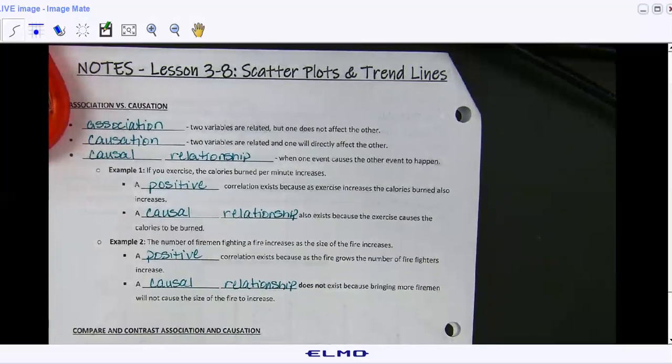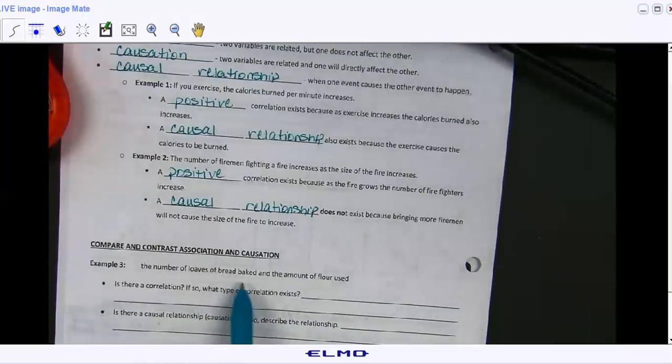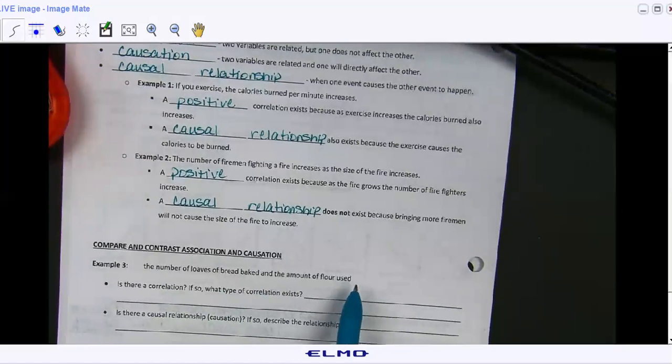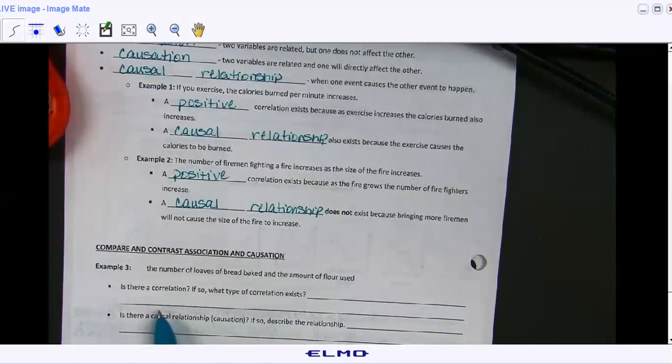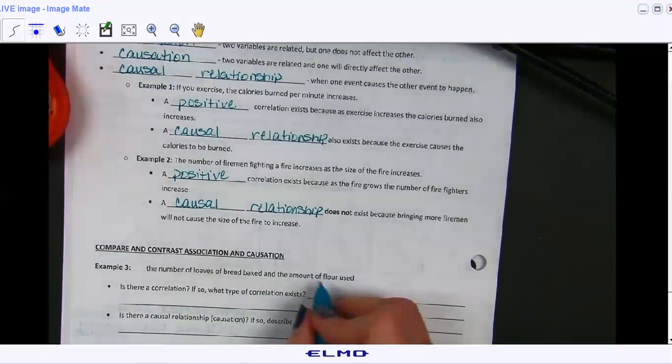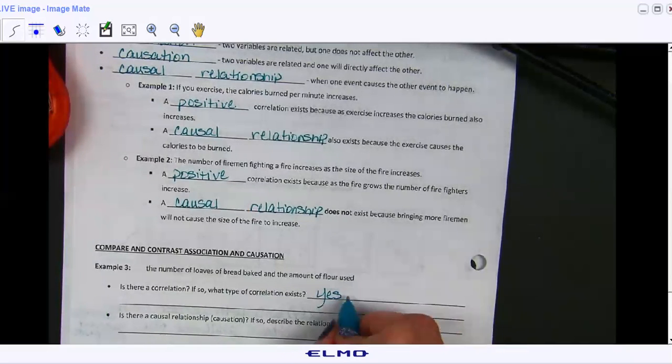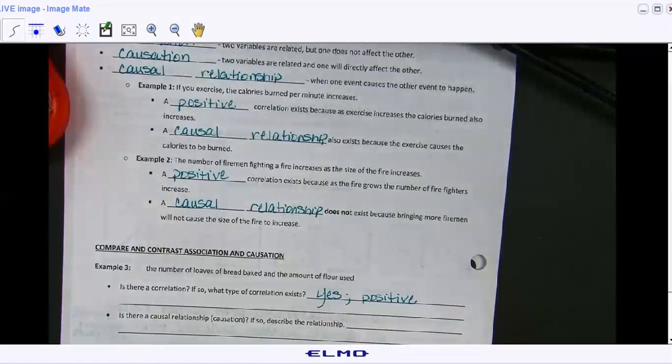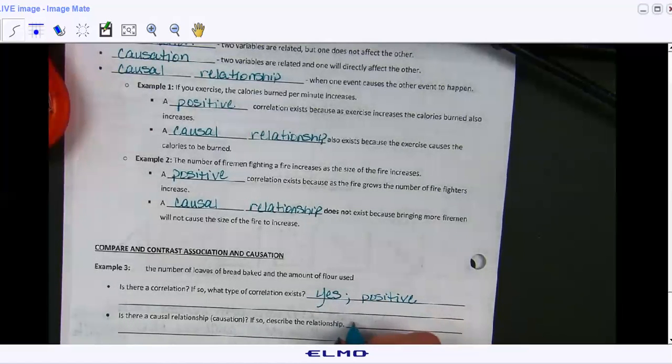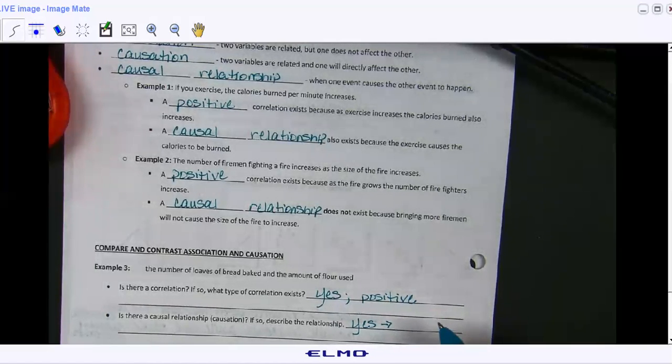So let's look at more examples. The number of loaves of bread baked and the amount of flour used. Is there a correlation? Yes. What type of correlation? Positive. That's all we're going to write on that one. Is there a causal relationship or a causation? Yes. If so, describe. And when we describe, how would we describe this? The more bread you want, the more flour you need, and the more ingredients used.